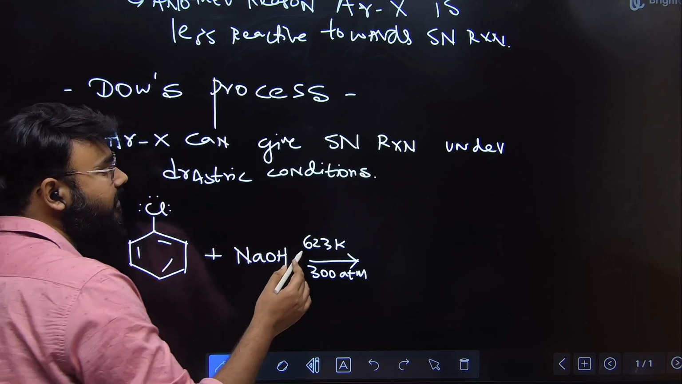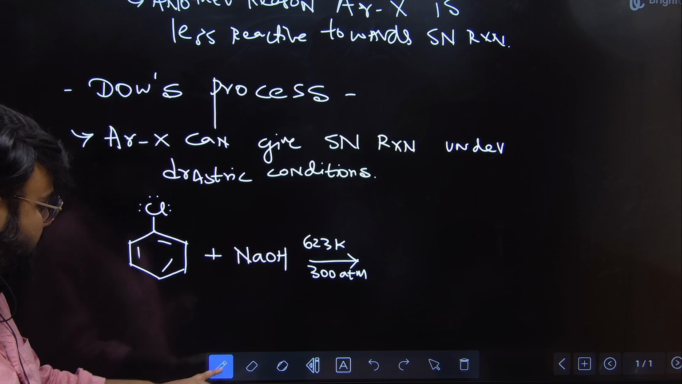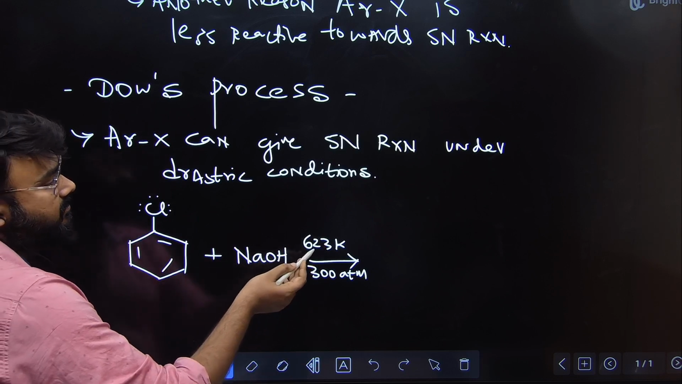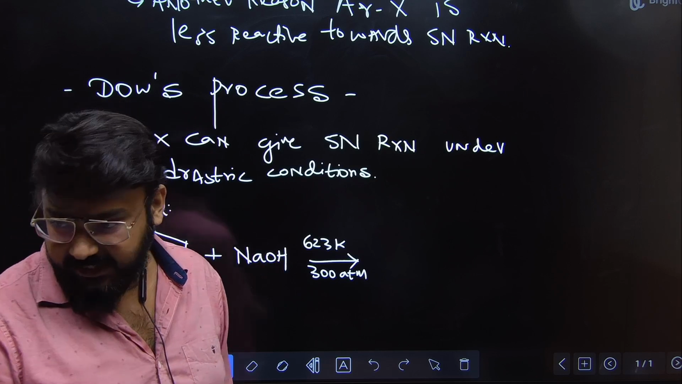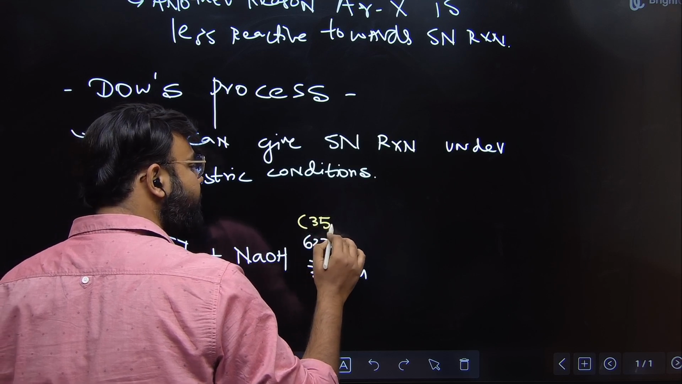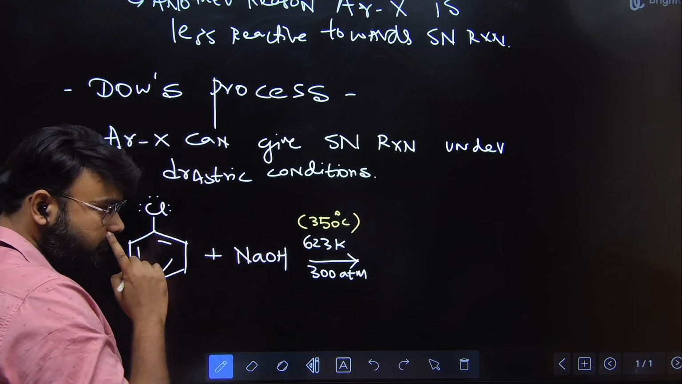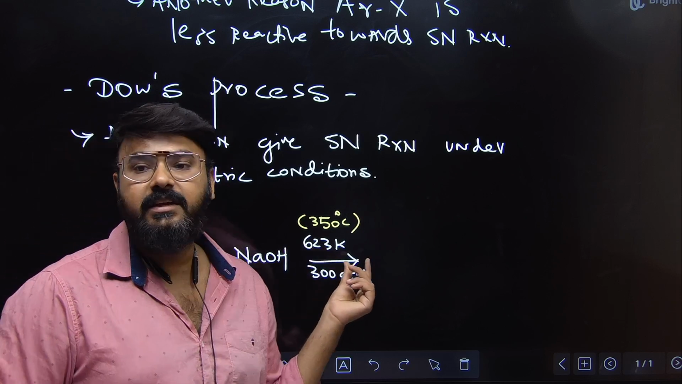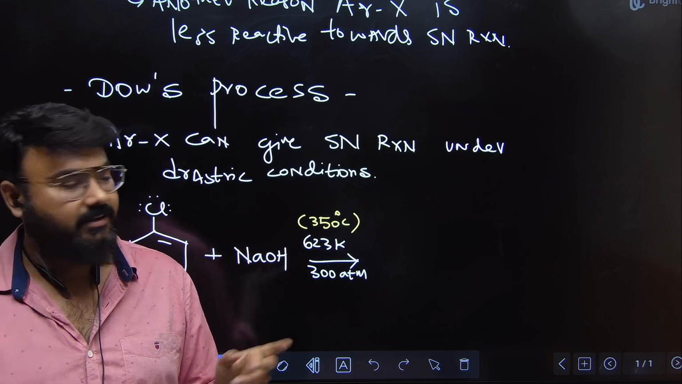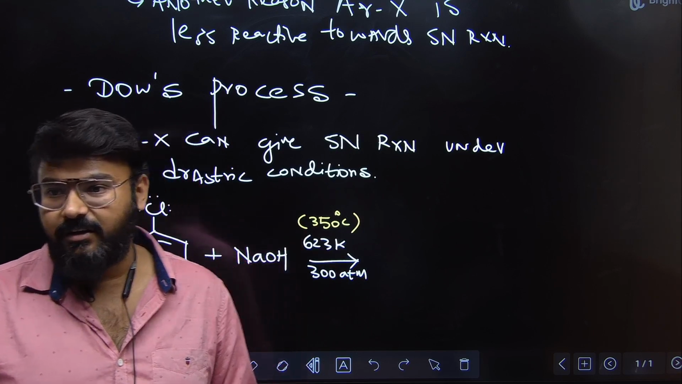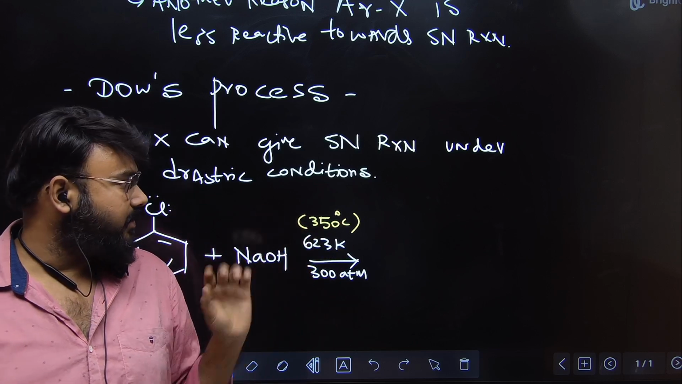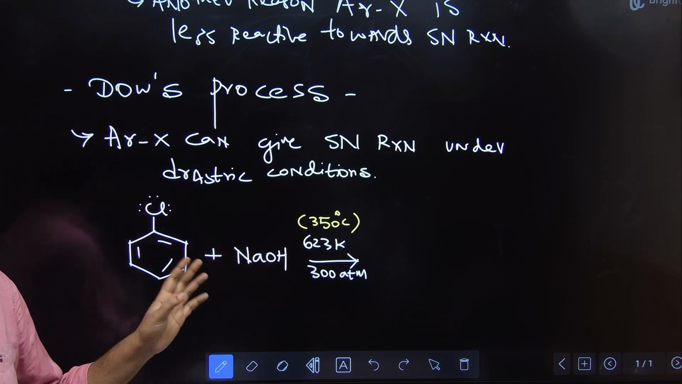And 623 Kelvin means how many degrees Celsius, guys? It will be 350 degrees Celsius, right? Because 273 is 0 degree. So after 273 till 623, it will be 350. All right. 273 to 673 is 400. 73 and 23 difference is 50. So 350. Okay. Clear for everyone?